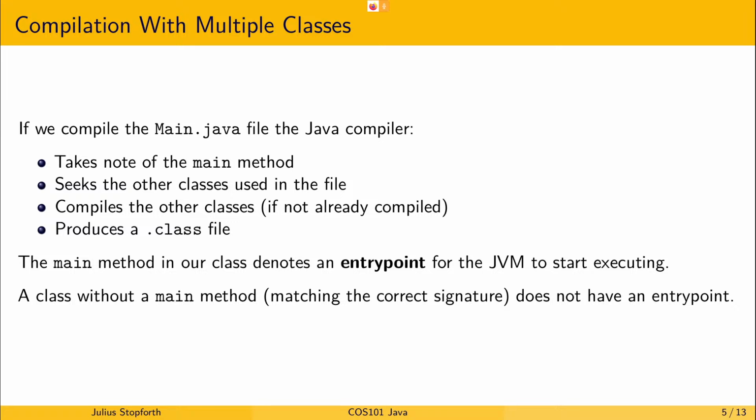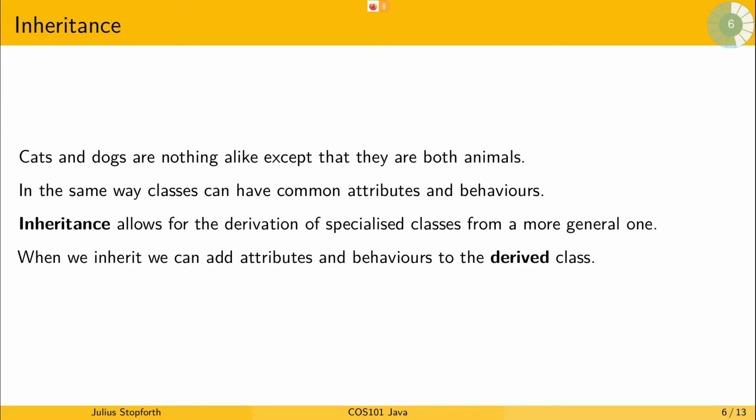Okay, so a class without a main method, right, the correct signature, does not have an entry point. And I actually encourage you to go and overload the main method to not include parameters or to have extra parameters, and then see if you can compile and run it directly. So comment out the normal main method.